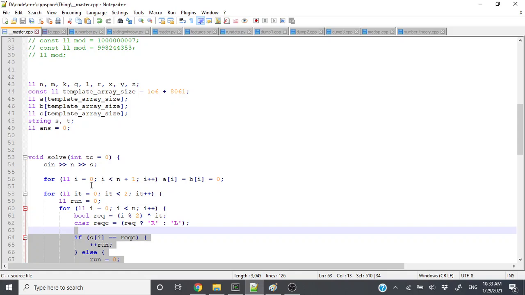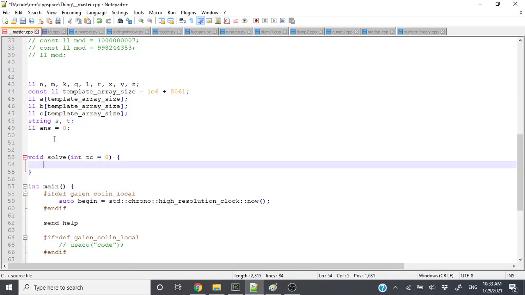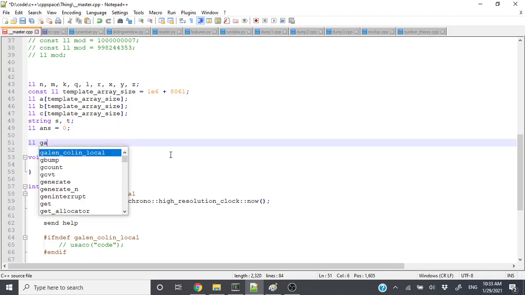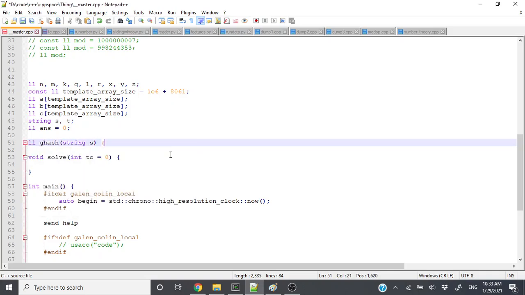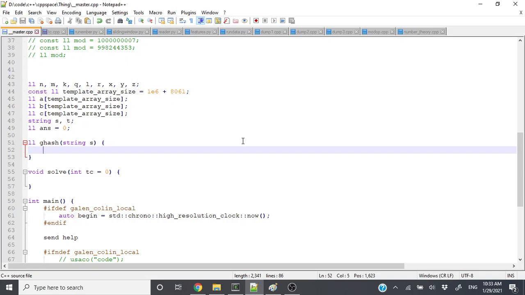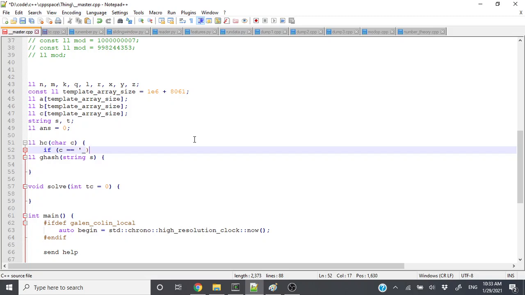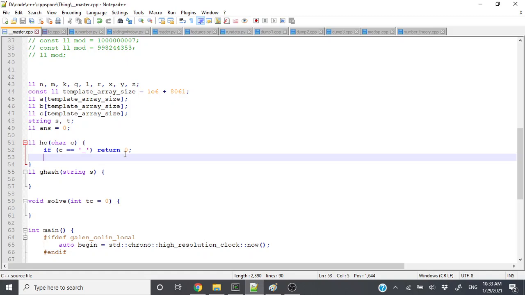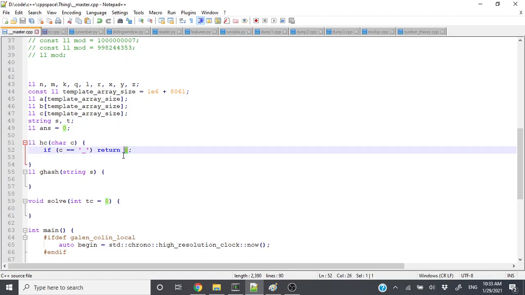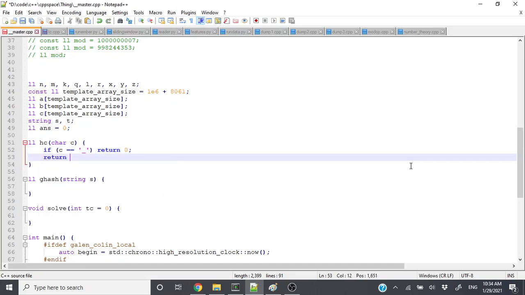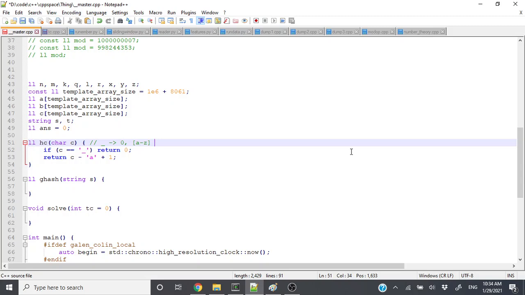So let's do it then. Right, okay. So first I'm going to create a hash function, taking a string s. I'll have underscores be zeros, because that makes it easier to debug. And everything else is C minus A plus 1. So then we get the hash, and A to Z is 1 to 26. So the numbers are at most 27.